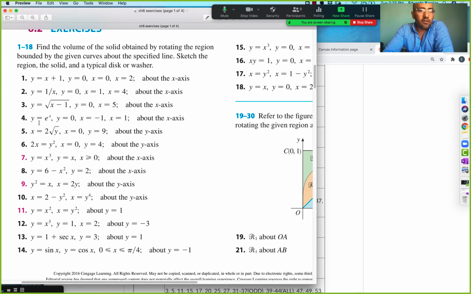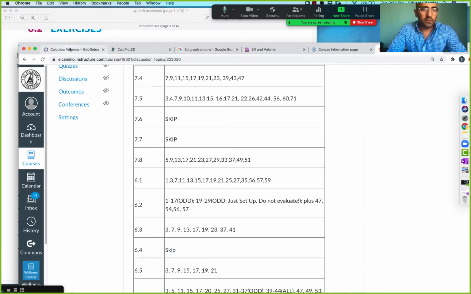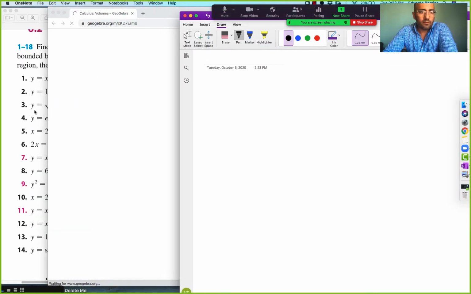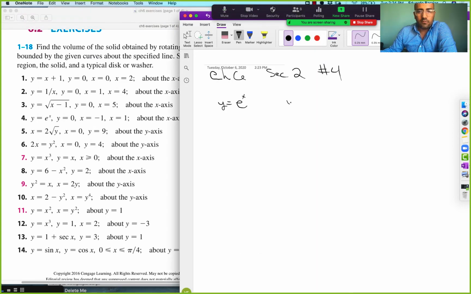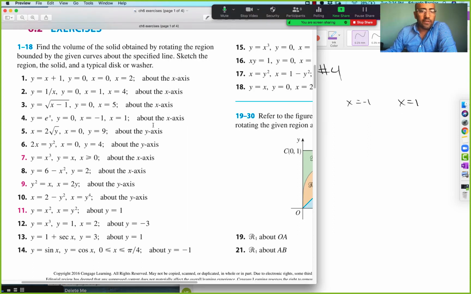It says find the volume of the solid obtained by rotating the region bounded by the given curves about the specified line. Sketch the region, the solid, and a typical disc or washer. Okay, so let's see if this thing finally works. Chapter 6, Section 2, number 4. We have y equals e to the x. We have y equals 0. And then we have x ranges from -1 to +1. And then it says rotate about the x-axis.